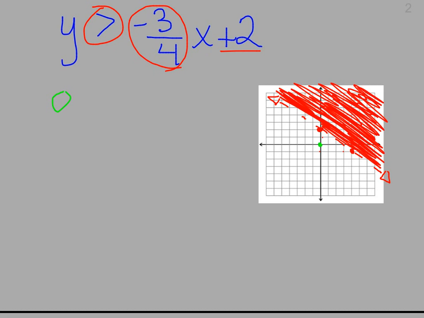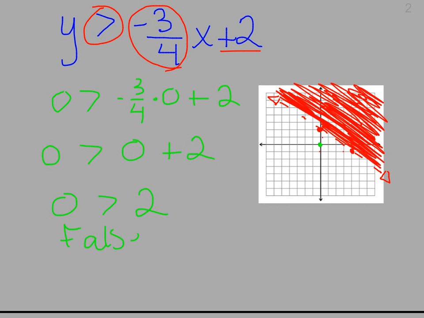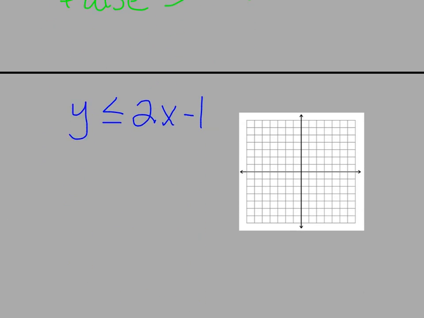So I'm going to do that just to test it. I'm going to put 0 is greater than -3/4 times 0 plus 2. Okay, using 0, 0 is easy because this is always 0 right here. So 0 plus 2. So is 0 greater than 2? No, that is not true. That would be false, which means that that is correct. We've done that right because it should have been false since the test point was outside of the shaded area.